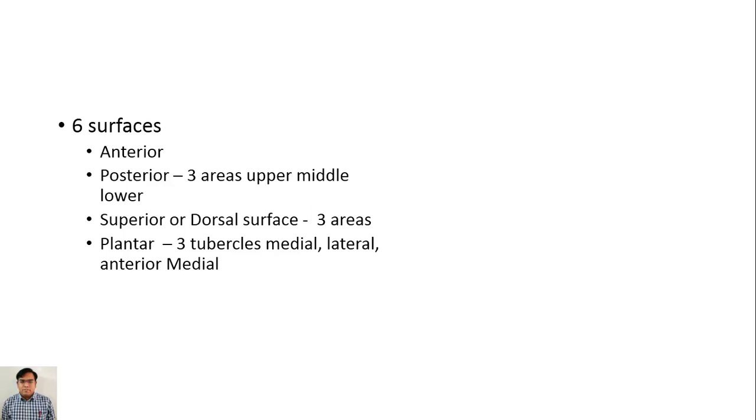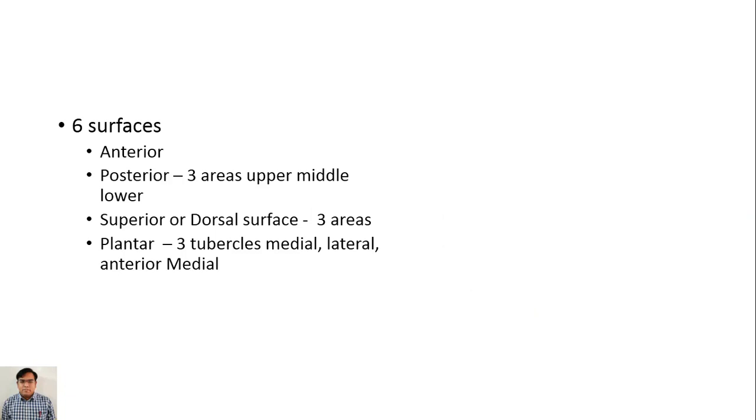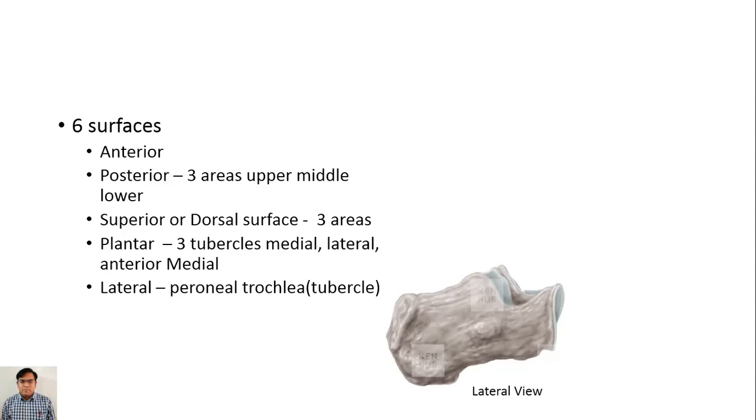Now the plantar surface. So this is plantar surface or inferior view, having 3 tubercles: medial tubercle, this is lateral tubercle, and this one is anterior tubercle. Now lateral surface, this is lateral view, is having one bony prominence known as peroneal trochlea or tubercle. So this is peroneal trochlea or tubercle.